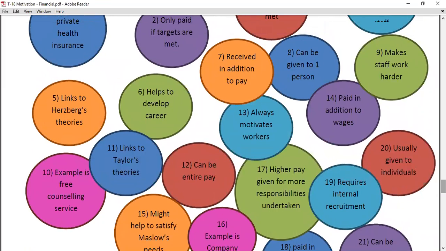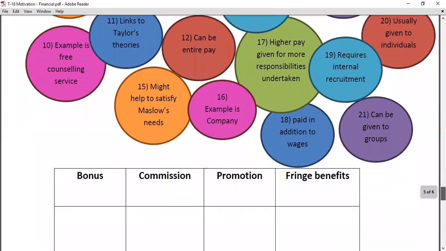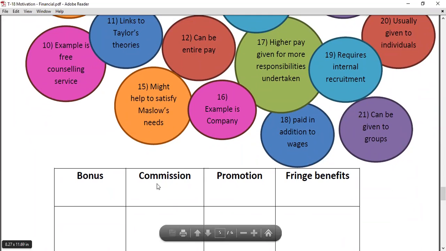And also the 10th one, an example is free counseling. Free counseling is a fringe benefit. Links to Taylor's theory. Taylor says what? Taylor says commission is the best thing. He talks about commission being the best thing to motivate the staff, right? It can be entire pay, bonus, right?